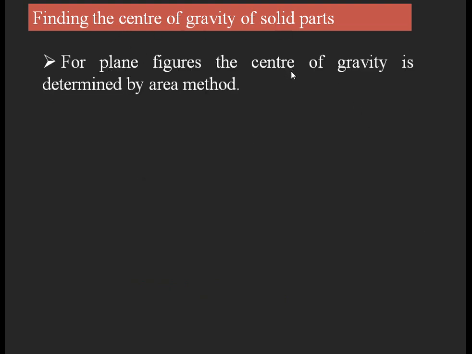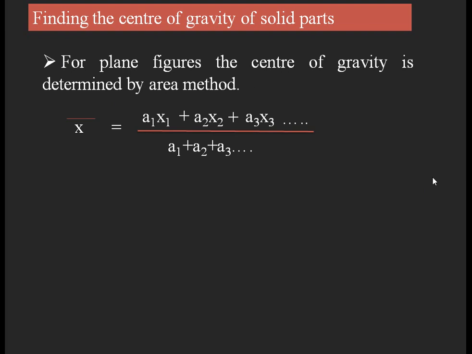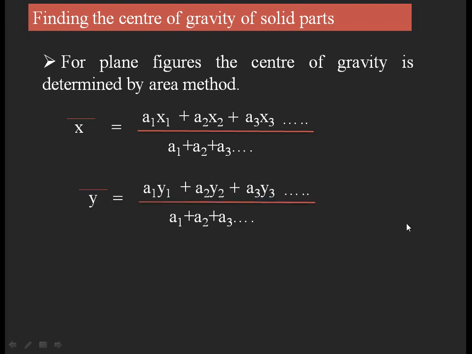Here for plane figures the center of gravity is determined by the area methods, already we know. By using the area methods we can determine the center of gravity for plane figures. So the area method consists of formulas like (A1x1 + A2x2 + A3x3) / (A1 + A2 + A3), based upon the number of individual parts we are going to consider for finding the center of gravity of the whole area, the whole plane figure. Similarly, the y formula we have used for finding the x and y coordinates for the center of gravity of plane figures by using this area method.